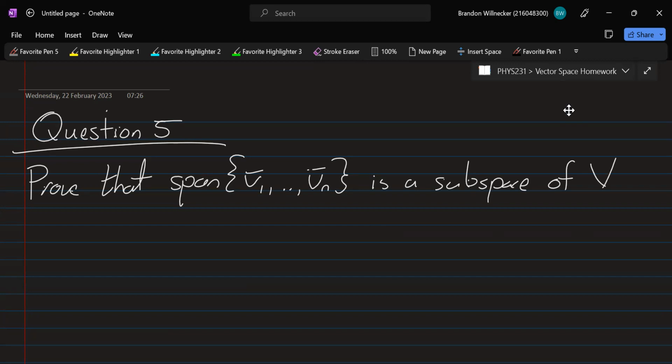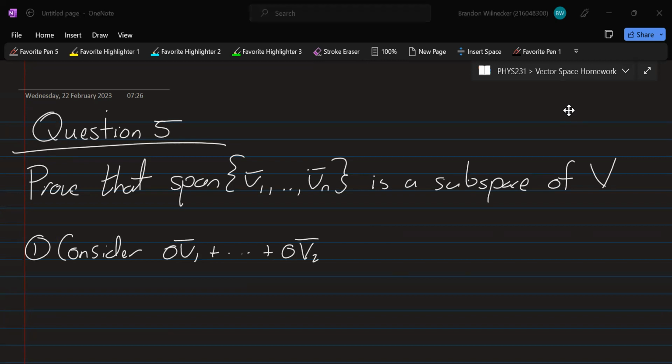Okay, so how do we prove that it's a subspace? We need to show that it's non-empty, closed under addition, closed under scalar multiplication. So, number 1, consider the following linear combination. So 0v1 plus 0v2 and so on. So this is indeed a linear combination. I've just chosen all of the coefficients to be 0, which is perfectly fine. So this is a linear combination, so it must belong to the span.